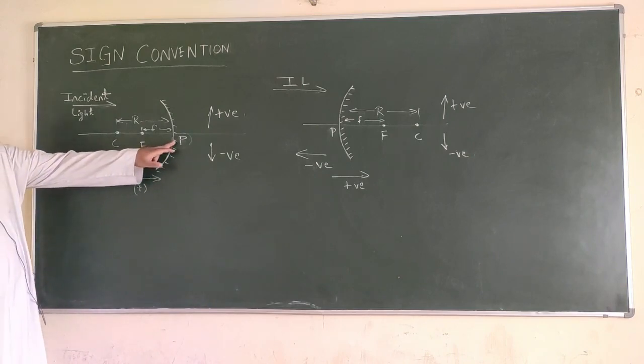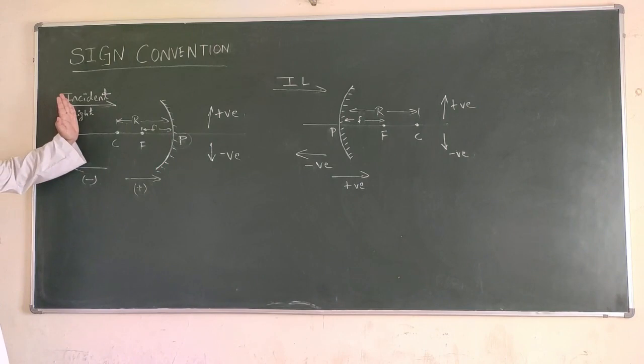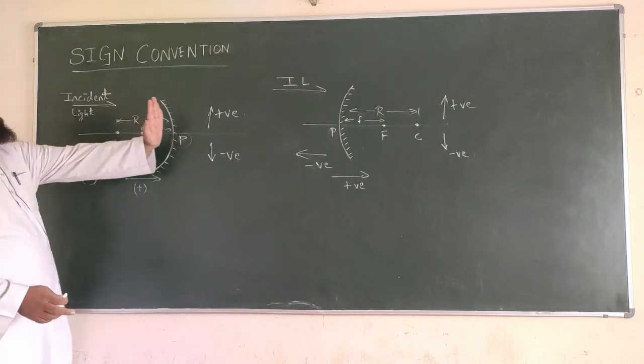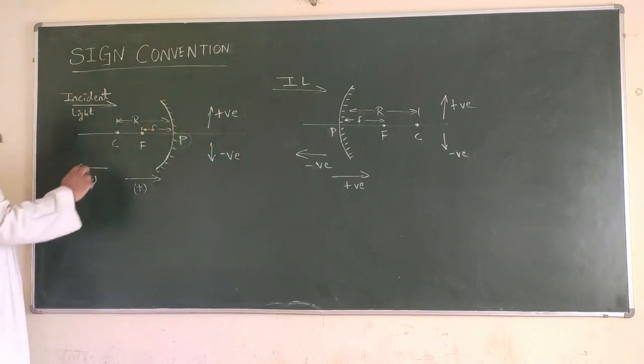So the first thing, from here you will be measuring whatever is there. If at all I keep an object over here, I will be measuring the distance from the pole to that object. If I keep the object over here, from the pole to the object. That will be the way I will be measuring the thing.